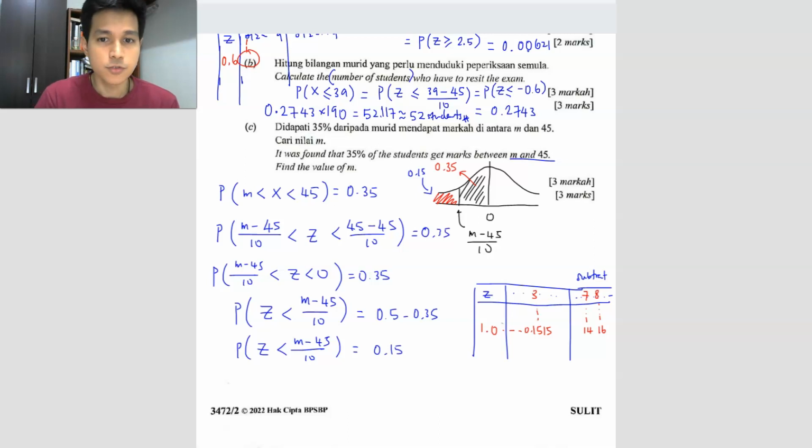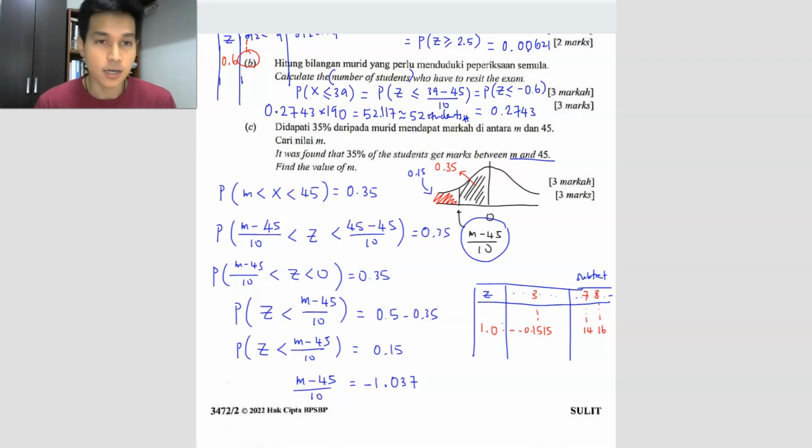If you use that, you should get 1.037, or 1.038. Up to you. So that is the answer, 1.037. But if you're using a table, please take note, you should put a negative here. Why? Because you notice that M minus 45 over 10 is on the negative region, the negative side. So you have to make sure you put a negative here. Clear? So this will represent the M minus 45 over 10.